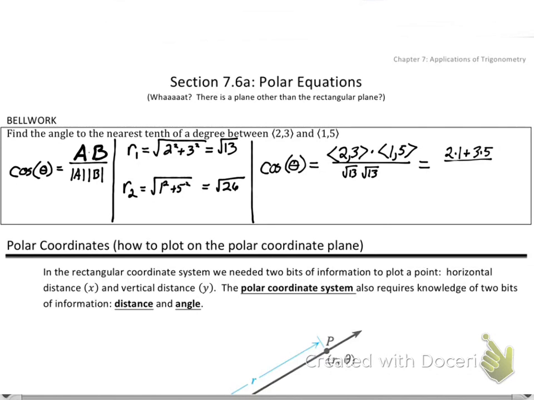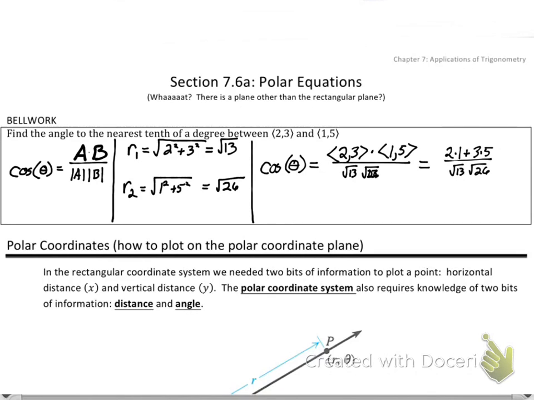Oh, I made a mistake on the bottom, don't I? It should have been the square root of 13 times the square root of 26. Okay, well, 2 times 1 is 2 plus 3 times 5. So we have 17 on top.